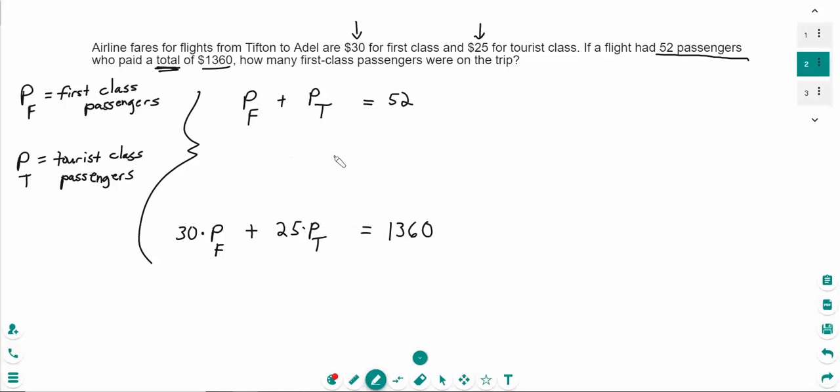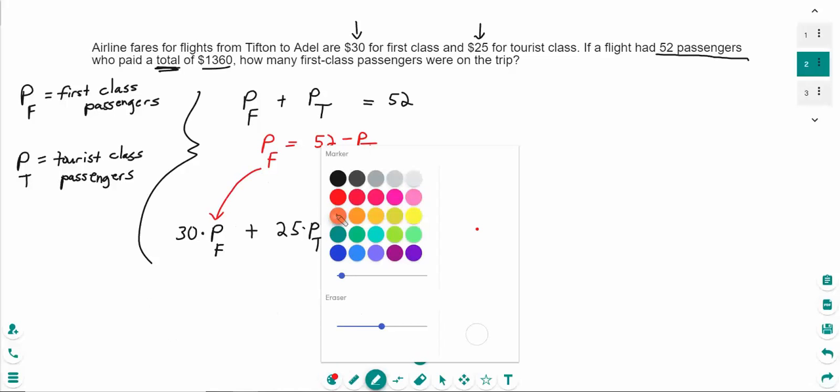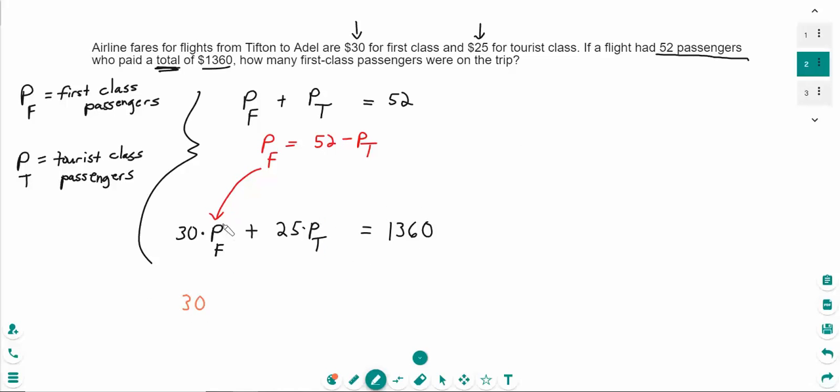Let's use substitution here. So I'm going to take this first equation and solve for the passengers of the first class. We do that by subtracting the p sub t from both sides, and we end up with 52 minus p sub t. Then I'll plug this into my second equation right here. So we have 30 times our p sub f, which we now know is 52 minus p sub t, plus 25 times p sub t equals 1,360.